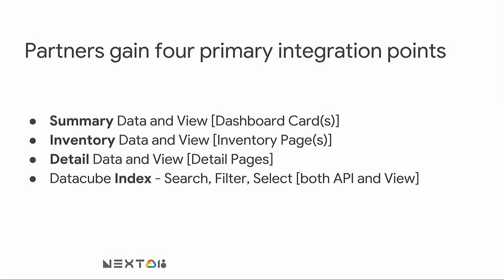What partners get from integrating with the Cloud Security Command Center is really showing up in 4 key places. First, in the summary on the dashboard, as we saw with each of the dashboard cards. Second, in the inventories, both in the findings inventory and in the asset inventory, because the assets can index into the findings. Third, into the specific detail pages, which allow the customer to drive action. And then actually into our Data Cube index, which is our back-end database, which allows you to search, select, and find through the API and the views.